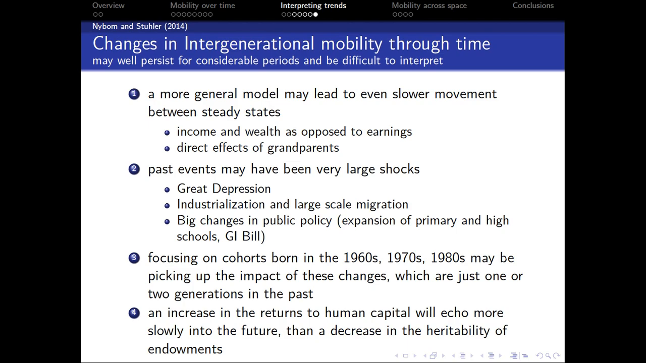So I find this a rather interesting paper that gives us more caution, or at least more tools in striving to interpret some of the results we see from time series. And it's one of the reasons why I'm a little bit cautious about time series as a way of identifying these results. As interesting as they are, and as important as they are in the vocabulary of public policy, you know, with everybody talking about the decline of the American dream.